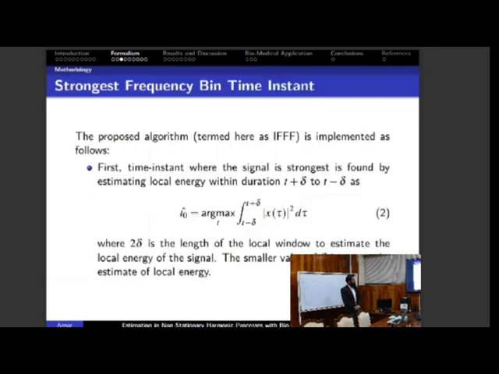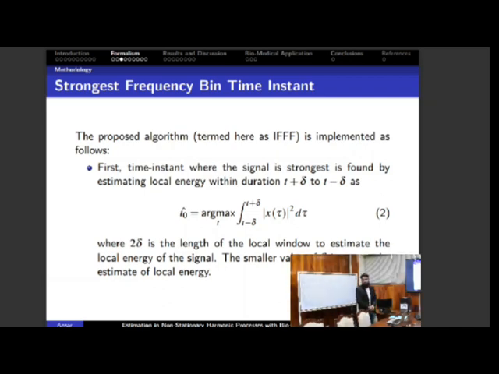So the proposed algorithm, termed here as IFFF, instantaneous fundamental frequency estimator, is implemented as follows. First, as I said, we will find out the time instant where the signal is strongest. That means that the energy will be maximum in that local duration of time. Mathematically speaking, we basically find out the area under the curve in small chunks, and then we will find out where the energy is maximum, and we will locate that.